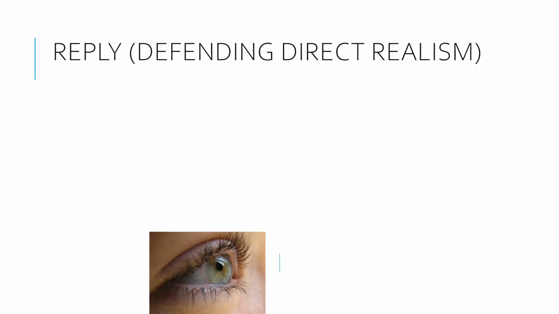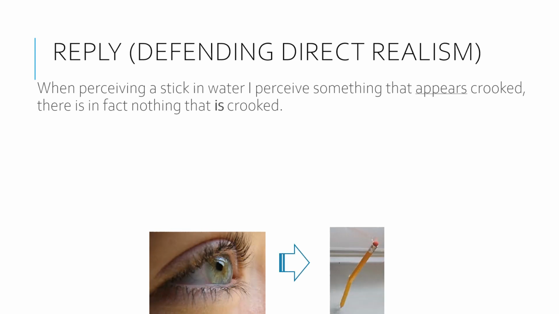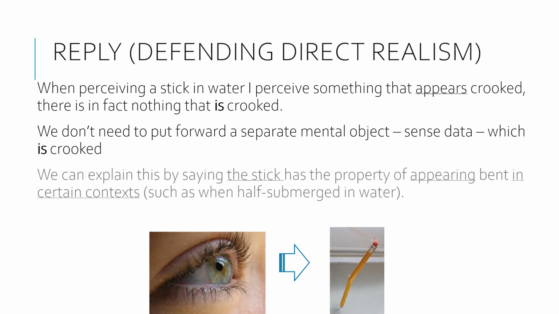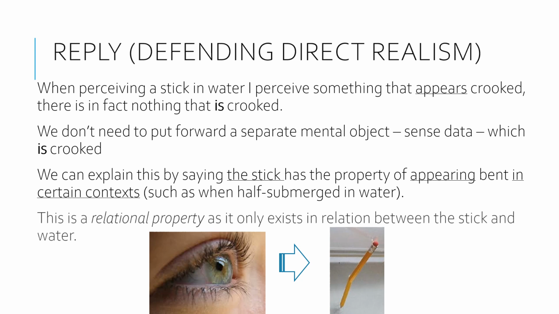So how would a direct realist respond to this argument? Well, one way they can do this is by saying that when perceiving a stick in the water, what I'm perceiving is something that appears crooked, whilst there is in fact nothing that is crooked. So they say we don't need to put forward a separate mental object, sense data, which is crooked. We can explain this by saying that the stick, the physical object, has the property of appearing bent in certain contexts, such as when half submerged in water. This is what they call a relational property, as it only exists in relation between the stick and the water.